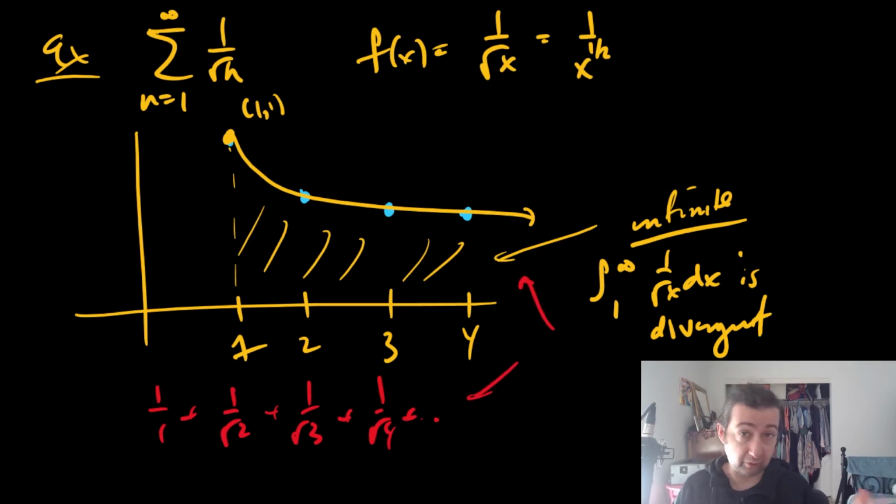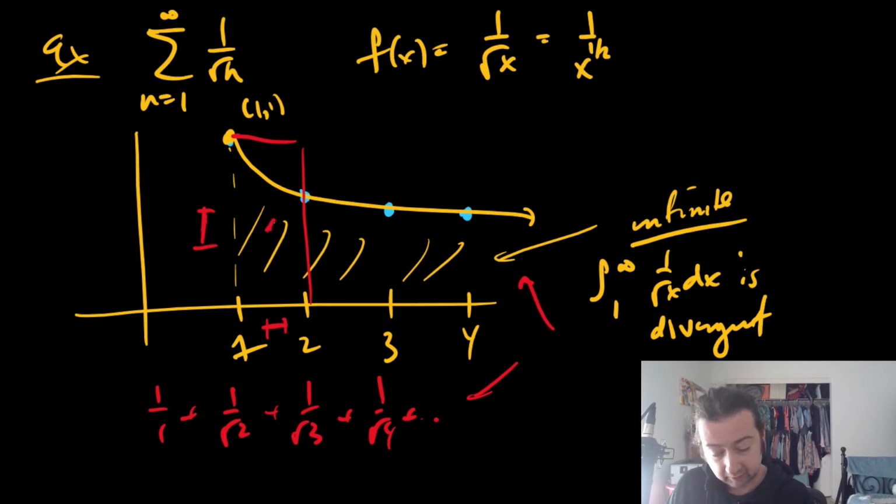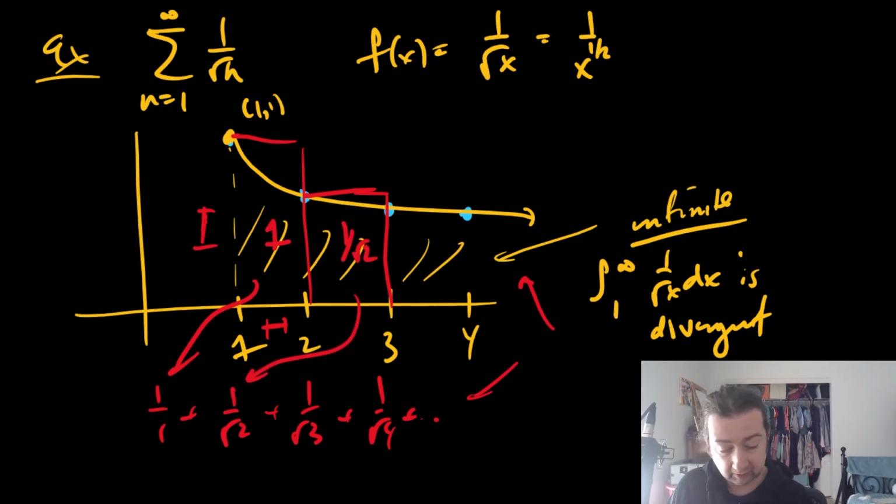And the way we do it is we just reverse the way we draw the rectangles. This rectangle right here has width 1 and height 1, so it has area 1, and that corresponds to that term right there. This rectangle has height 1 over root 2 and width 1, so its area is 1 over root 2, which means it corresponds to that term. This rectangle has area 1 over root 3 because it has height 1 over root 3 and width 1, so its area corresponds to that.